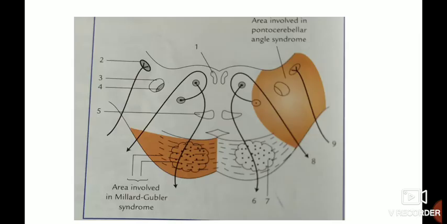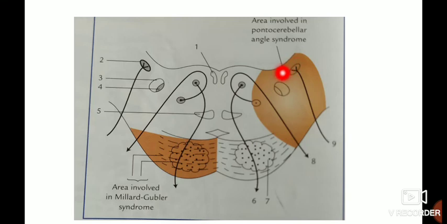Now the clinical correlation: in Millard-Gubler syndrome, it will affect the corticospinal tracts and also the 7th and 6th cranial nerves. If it involves the 6th cranial nerve, there will be ipsilateral medial squint. When it involves the facial nerve, we have ipsilateral facial palsy, and due to involvement of the corticospinal tract, contralateral hemiplegia will also be present.